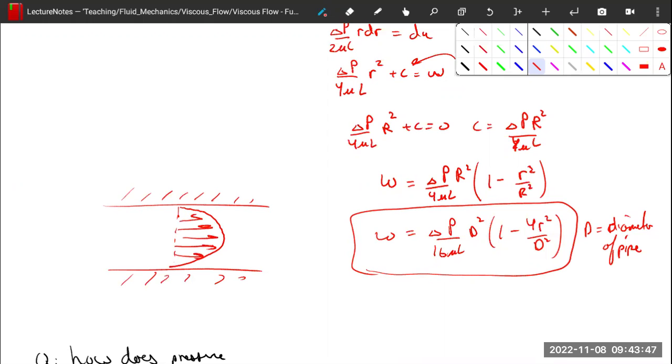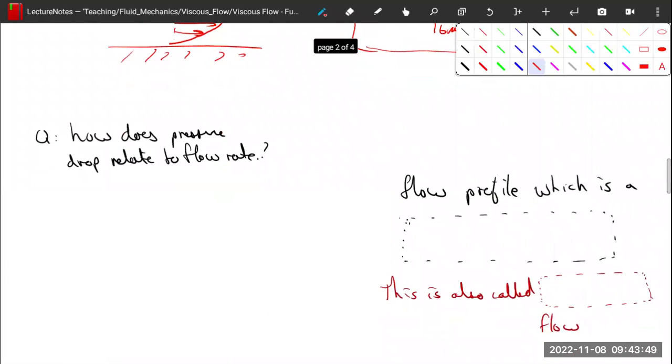Flow is a parabola. This is also called Poiseuille flow, which I don't know if I can spell, but we're going to give it a shot. I think there's 2 S's. Spelled Poiseuille flow. It's French. It's a good term.